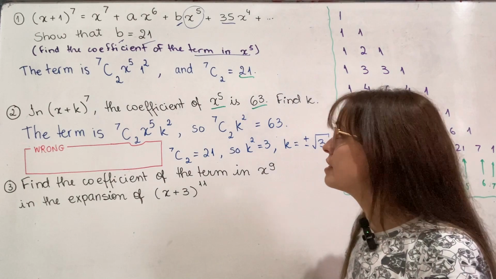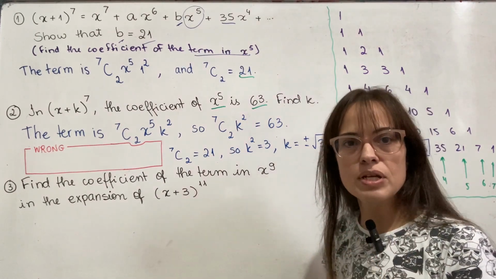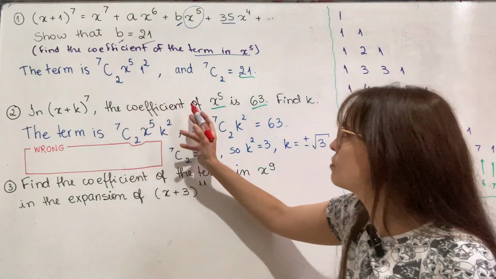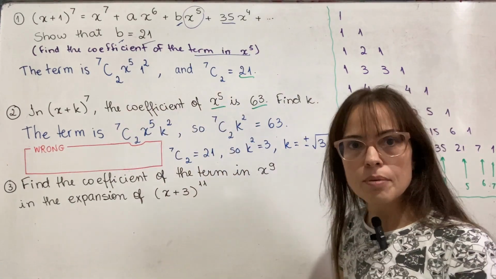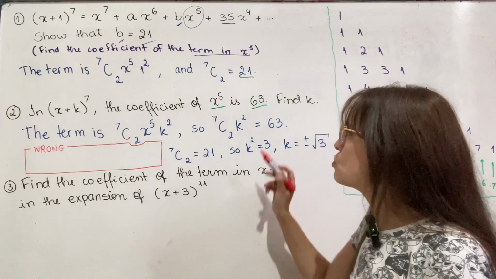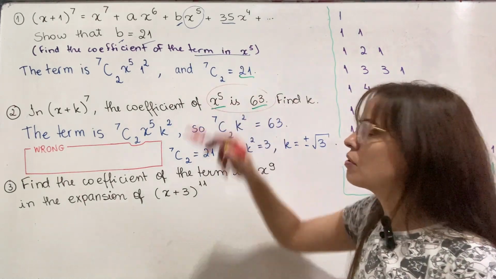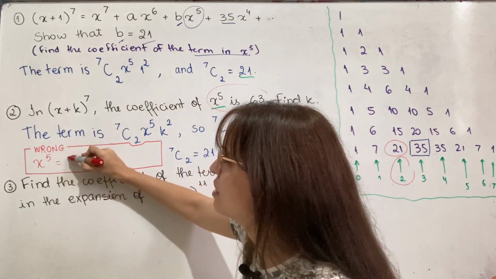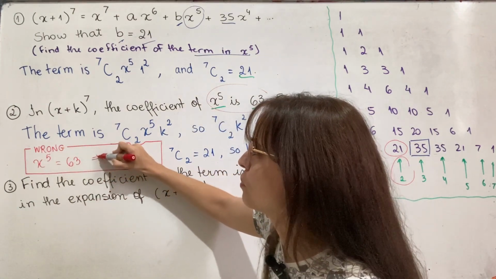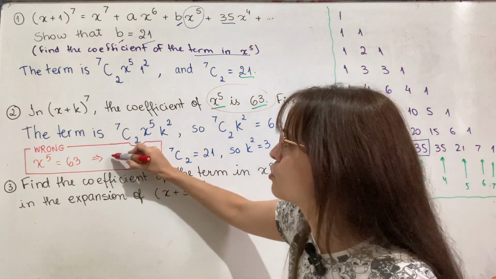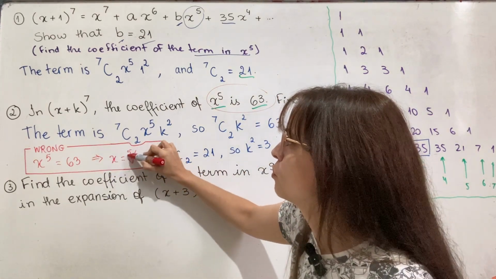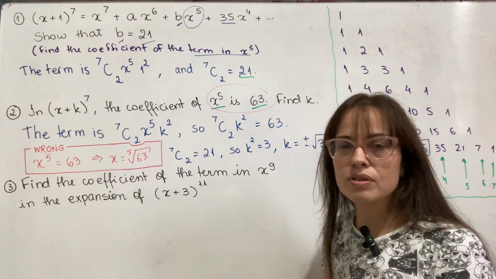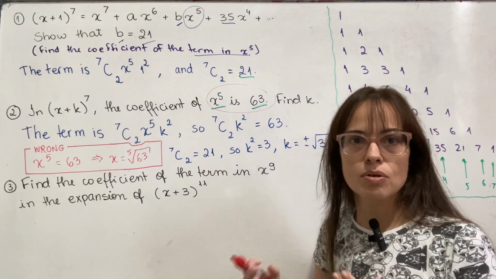But the mistake is when, instead of reading what the question is telling you, the question is telling you that the coefficient of x^5 is 63, a lot of students just look at this: x to the power of 5 is 63, so they write down x to the power of 5 is 63, and then from there they do a correct move, which is to say that x is the 5th root of 63. This is absolutely wrong. This is just, you didn't read the question.